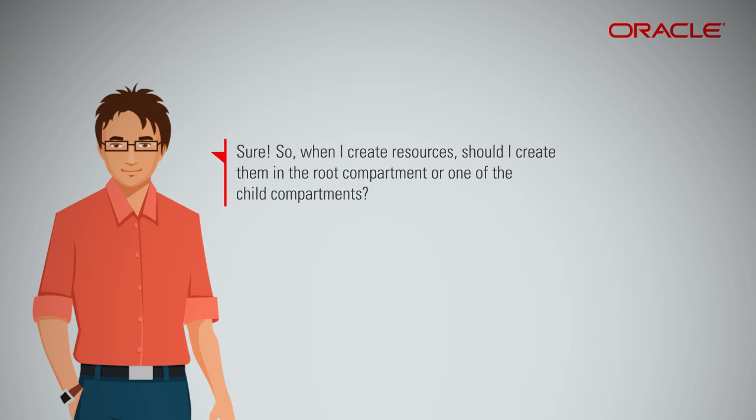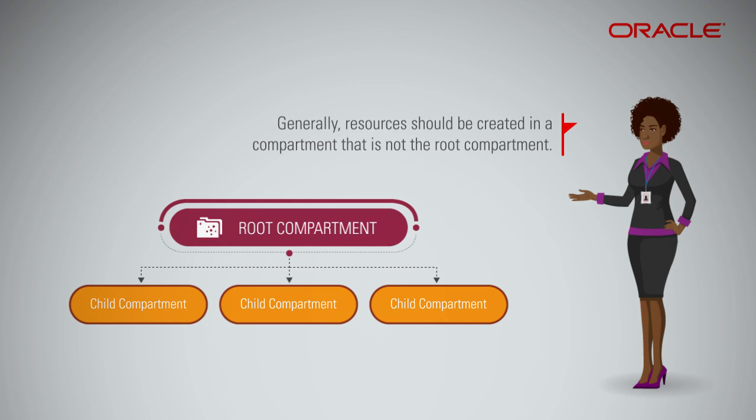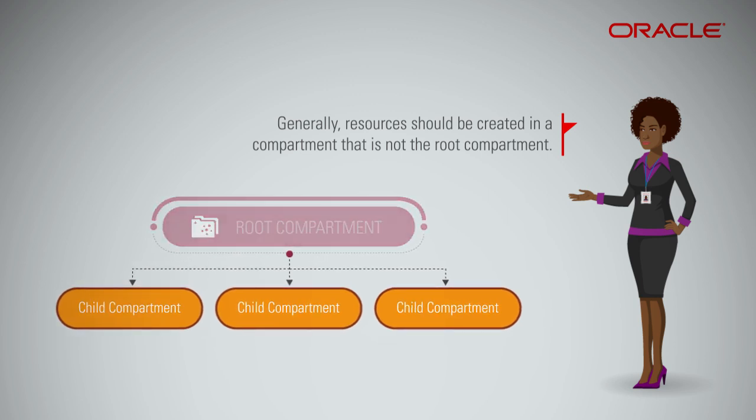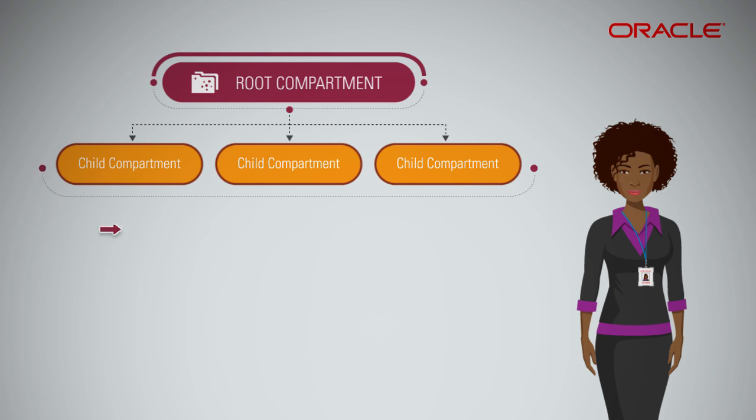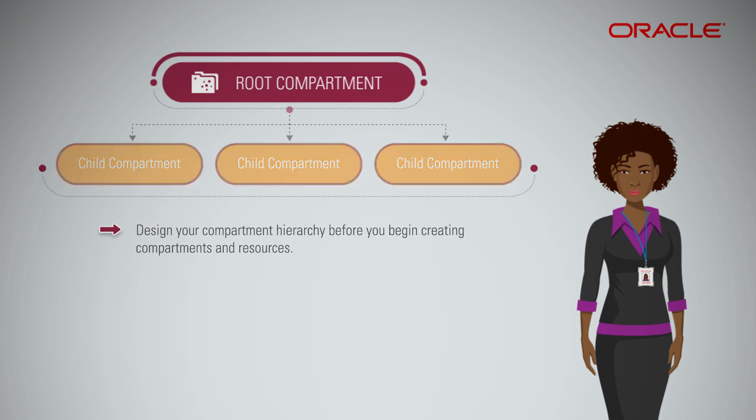Sure. So when I create resources, should I create them in the root compartment or one of the child compartments? Generally, resources should be created in a compartment that is not the root compartment. It is best to design your compartment hierarchy before you begin creating compartments and resources. This is because access rules that you set for the root compartment will be inherited by all the child compartments within it. Therefore, it will be difficult to control or selectively assign access rules if resources are created in the root compartment. Currently, resources cannot be moved from one compartment to another.